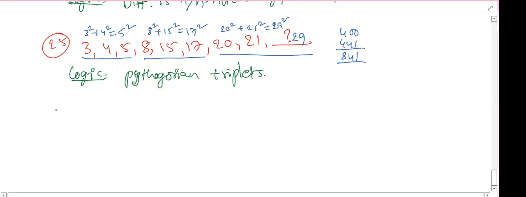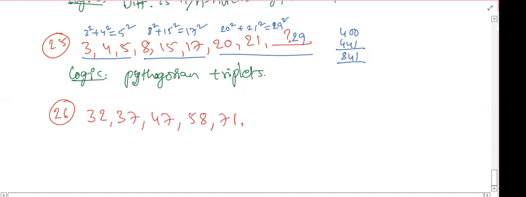Let me write one more question. Question number 26. 32, 37, 47, 58, and then 71, and then 79. What is the next number?